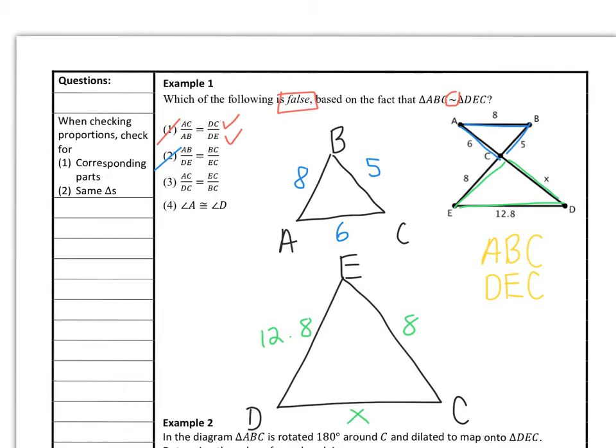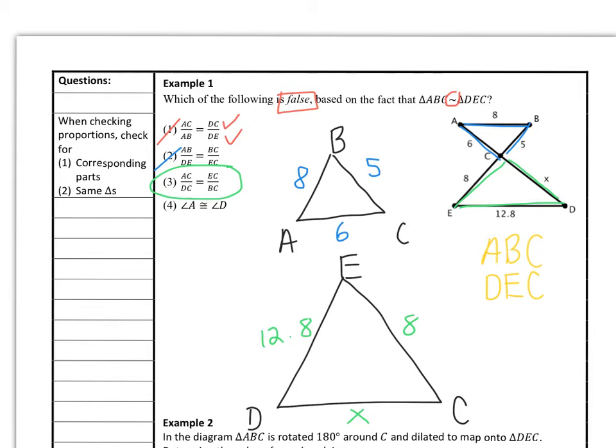All right, let's look at the third one. AC to EC. AC, first and last, EC. So right away, I see a little problem. Let's check the bottom part. DC and BC. Yeah, these are not going in the same order, guys. So hopefully you caught on and are thinking the same thing I'm thinking, that 3 is going to be our answer. But let's just check and make sure 4 is also true. So 4 said angle A matched to angle D. A and D, those sure do in fact go together. So this one here, again, just checking is the only way to go about that problem.